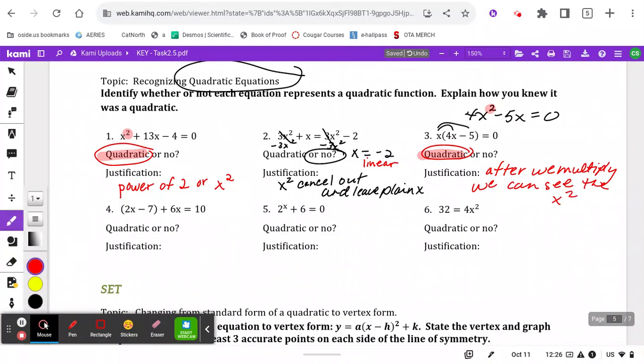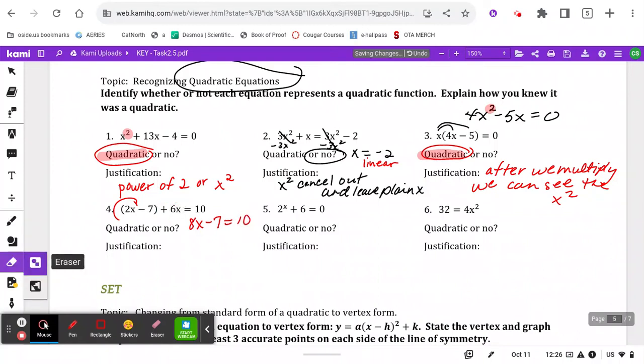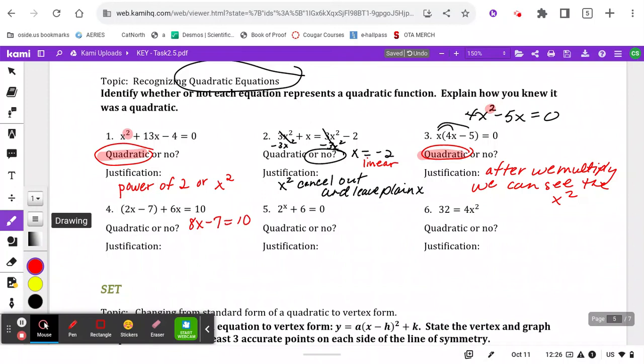All right, next one, is it quadratic or no? Well, there's 2x's plus 6x's, which is 8x's. And that's not multiplying, it's just adding. So it is not. This one is linear because it has x to the power of 1, not x squared.